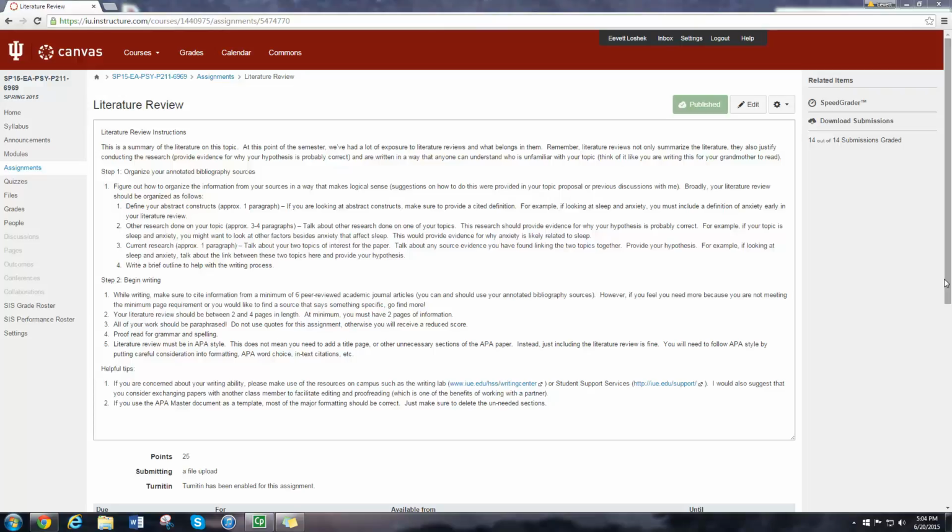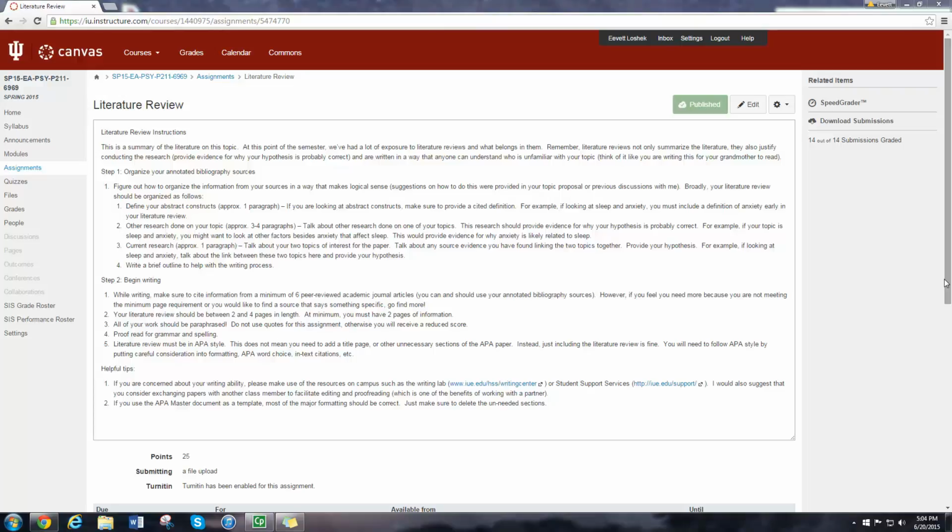The second part of your paper is the bulk of your literature review. And this is where you go over other research that has been done on your topic. And this will comprise about 3 to 4 paragraphs of your 2 pages of work. So this isn't random other research on your topics. This other research should provide evidence for why your hypothesis is probably correct.